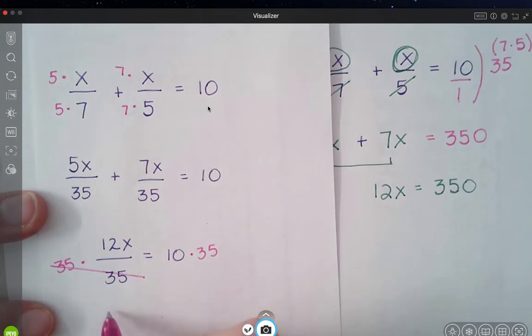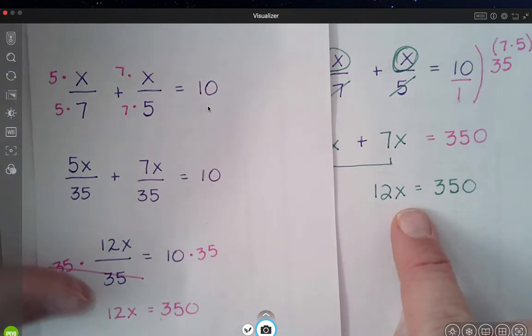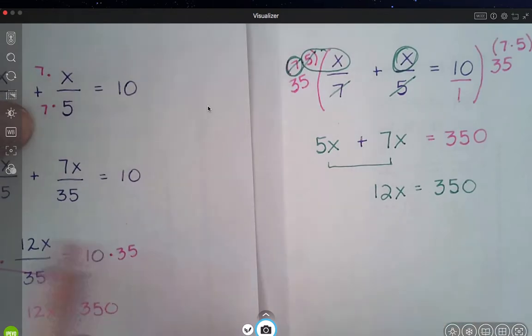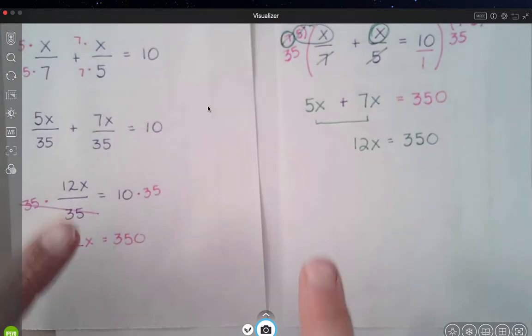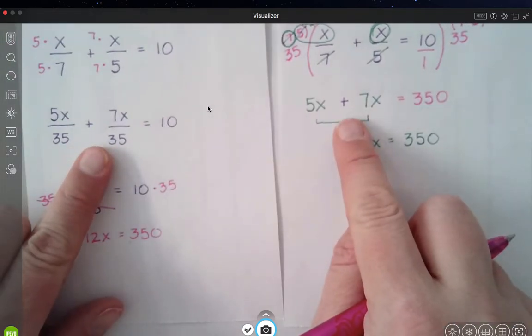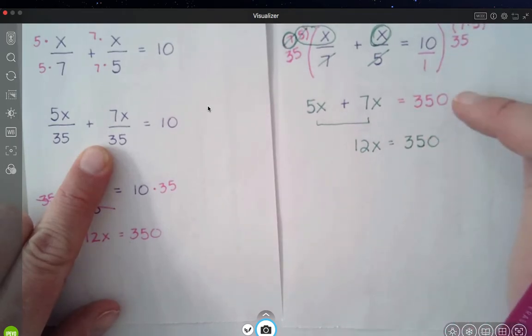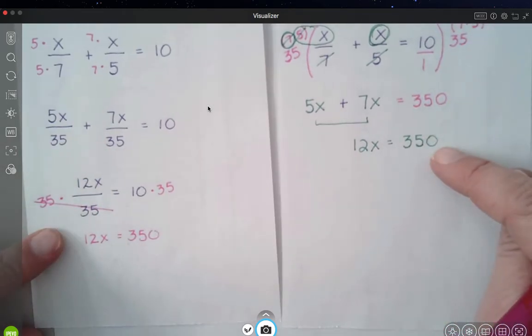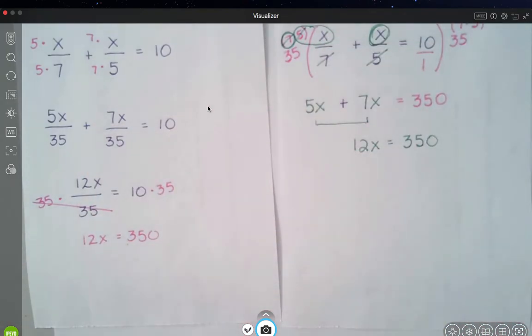When you do that, lo and behold, you're going to end up with this, 12x equals 350, which is exactly where we were in the other one, right? But if you compare how this looks to how this looks, even though this looks a little uglier at the beginning, it simplifies down faster, okay? You're not carrying fractions all the way through the problem with you.